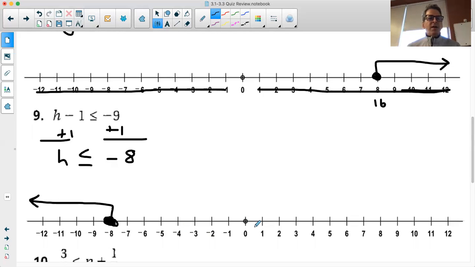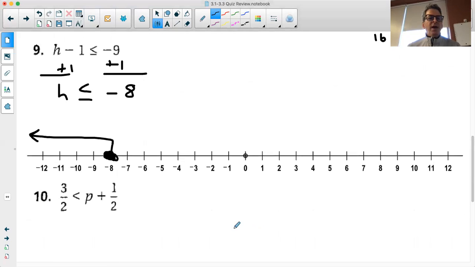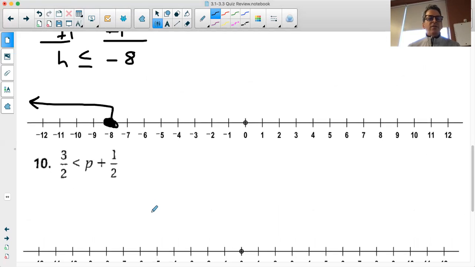Moving on to number 10. 3/2 less than p plus 1/2. Okay, so let's go ahead and undo this adding 1/2 by subtracting 1/2 from both sides. The inverse of that is subtracting 1/2. And you end up with 3/2 minus 1/2 is 2/2, which is 1, is less than p, since this cancels, so you end up with p.